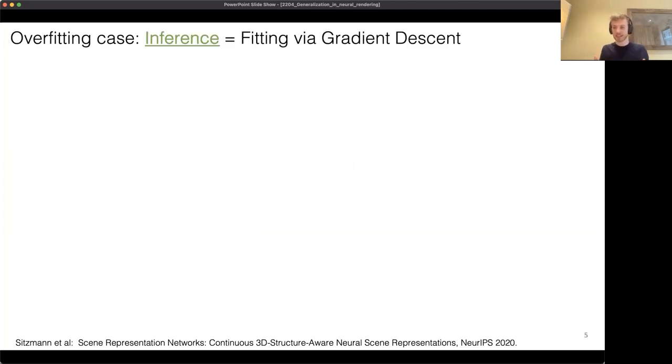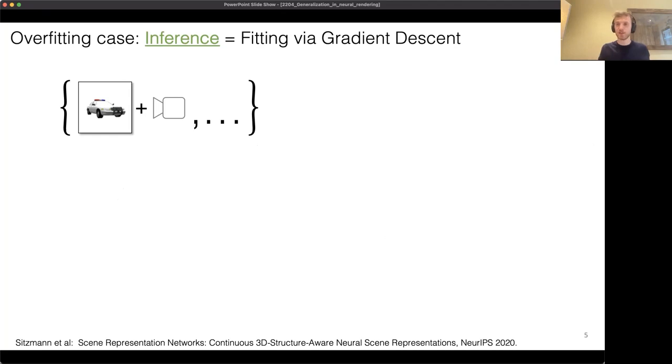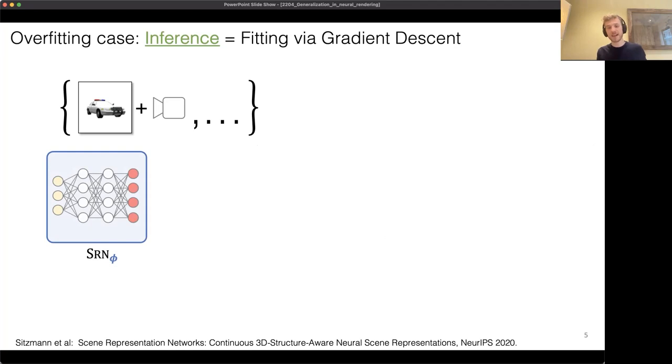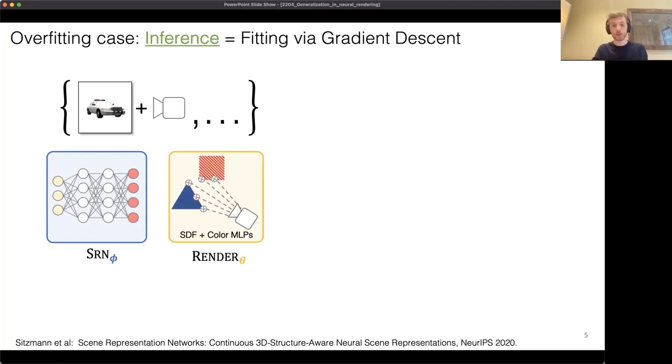Okay, let's look at the case that we have talked about so far, which is the case of overfitting. And overfitting means we have lots of images of a single scene. So for instance, consider this toy car here. We have lots of images, maybe 100 images of this little toy car. And in this case, let's say our scene representation was a neural field, like Scene Representation Networks or NeRF. We have a neural renderer like volumetric rendering or sphere tracing in the case of a signed distance function.